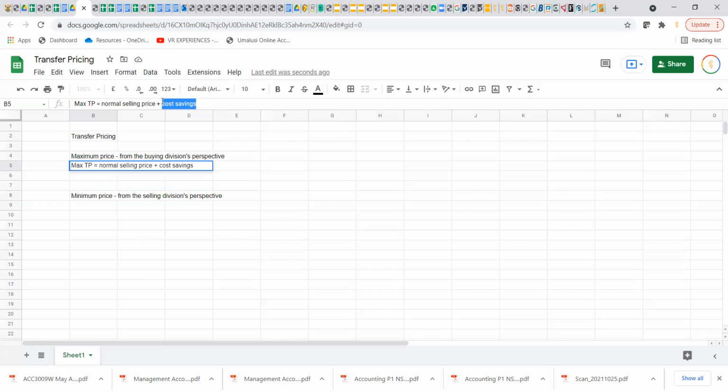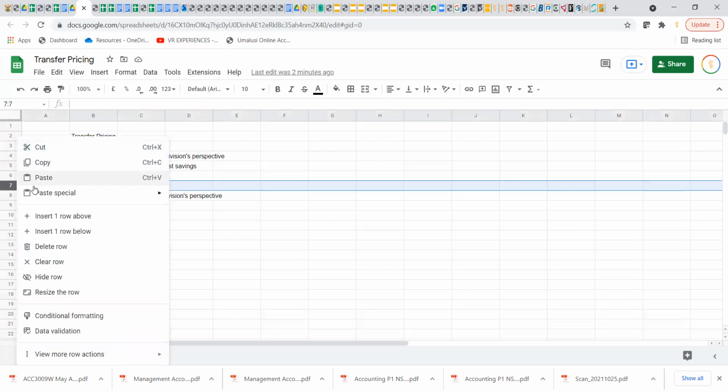So the maximum price they're willing to pay is the price they would pay to an external supplier, plus the ordering costs that they may incur. They generally use the term ordering costs, but it's basically any cost incurred to effect the purchase. So the maximum transfer price is simply that. It's so easy, because they'll give you the normal selling price, they'll tell you the ordering cost, and you just add the two together. So that is the maximum transfer price.